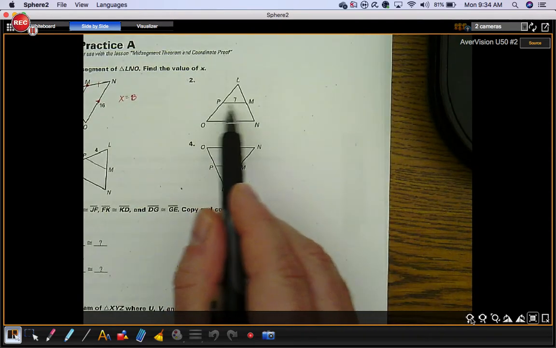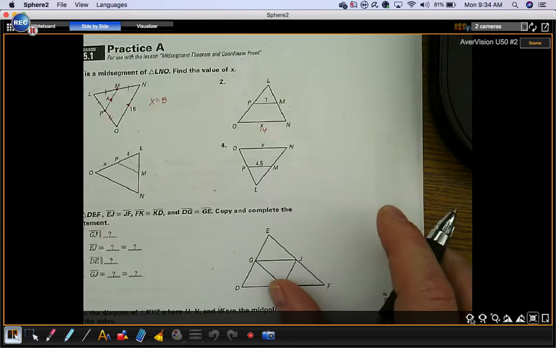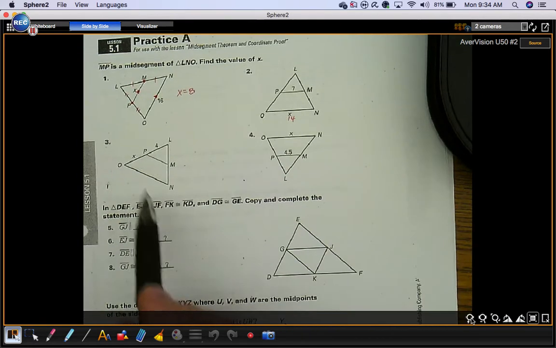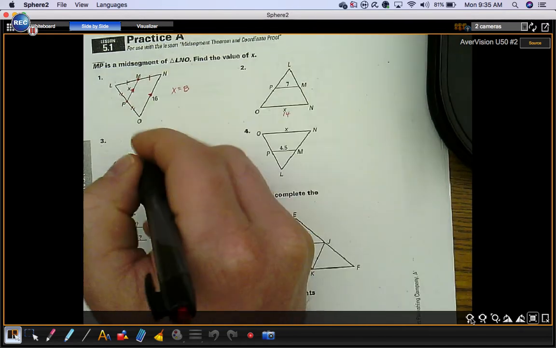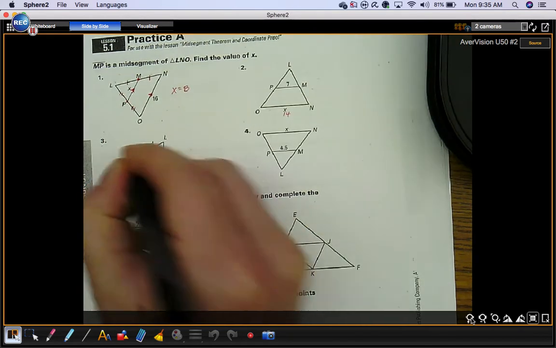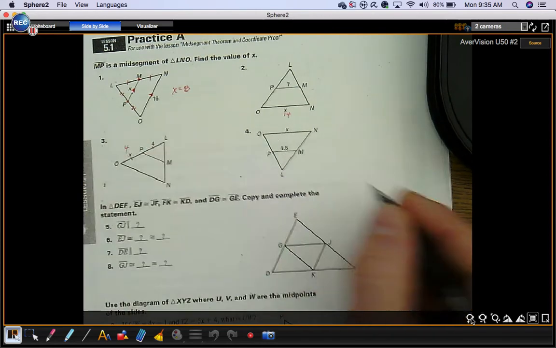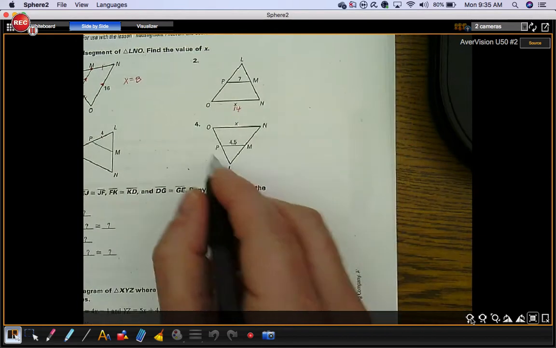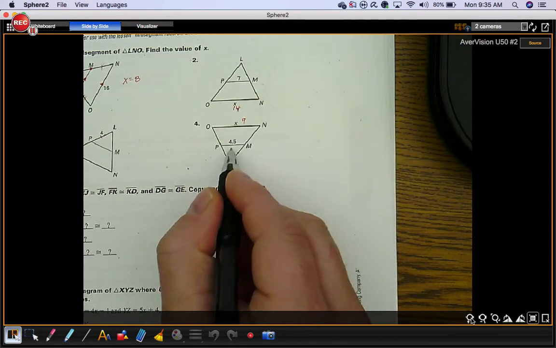This is a midsegment, so this guy is twice as big. Be careful here. This is a midsegment, so that means that these lengths are equal. So that value of x is 4. This value of x is 9. This is twice as big as that.